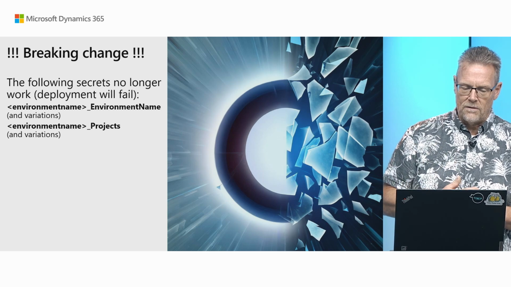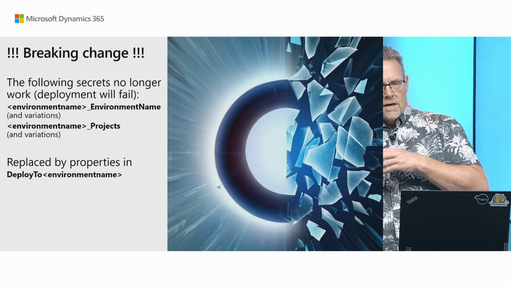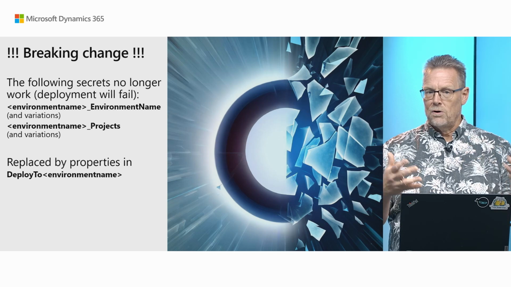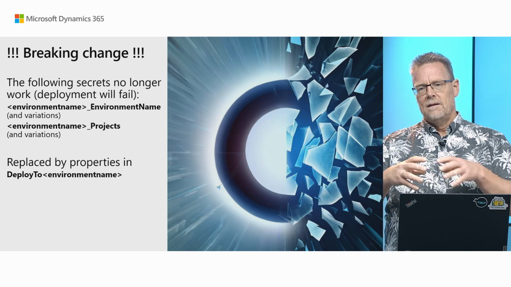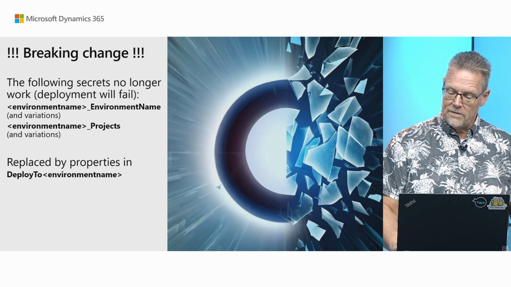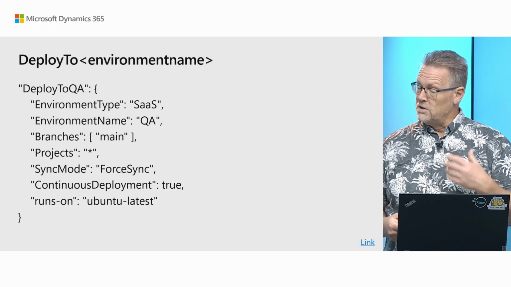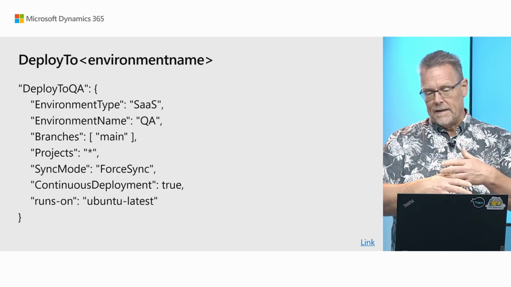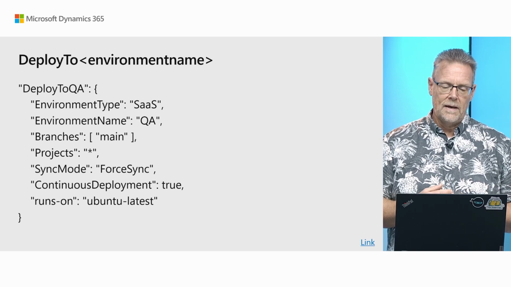The real way of doing this going forward is to create a new setting called deployTo and the environment name, meaning deployToQA. That setting would then include all the things that are relevant to set up for that environment, including some of the things that were requested by some partners, like sync mode, continuous deployment, and stuff like that. So this is an example of deployToQA in version 4 of AL-Go for GitHub.